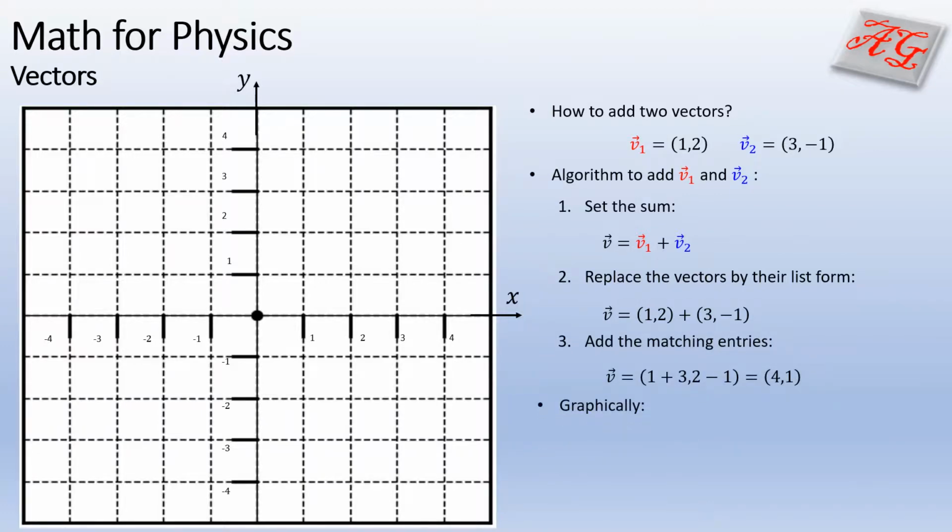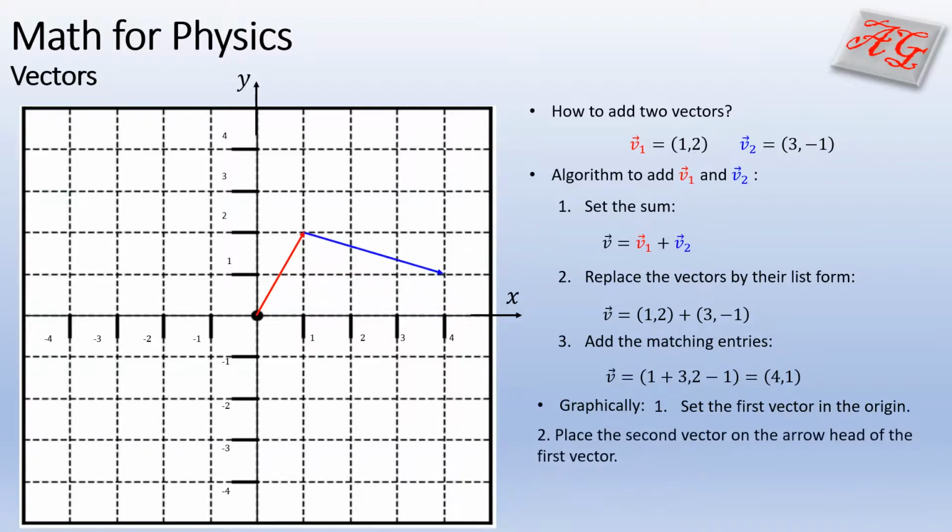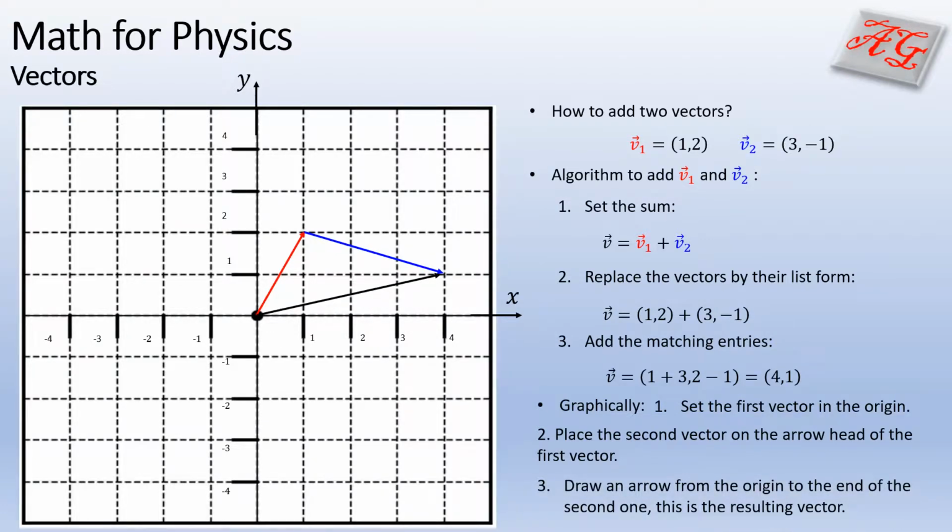It is also important to know how to do this graphically. So the first step is to draw the first vector, represented by an arrow, starting from the origin and ending in an arrowhead. The second step is to draw the second vector, again represented by an arrow, from the arrowhead of the first vector with the respective number of units in each direction. And the final step to determine the resulting vector is to draw a vector from the origin to the arrowhead of the second vector, and this is the resulting vector. Of course, this procedure can be used to add 3 or more vectors.